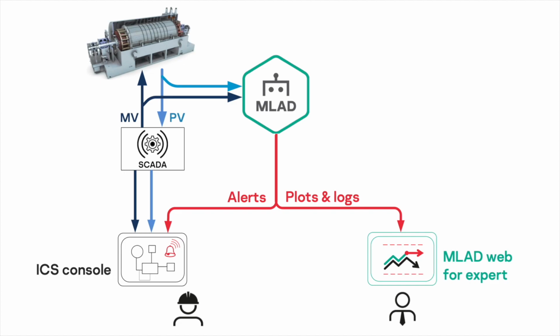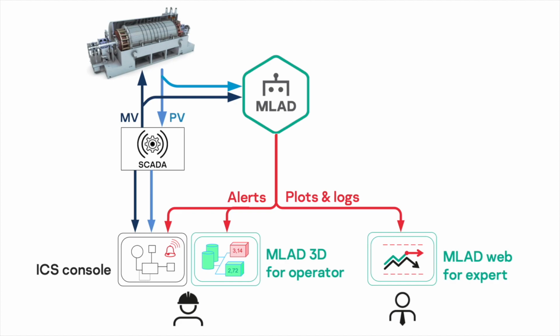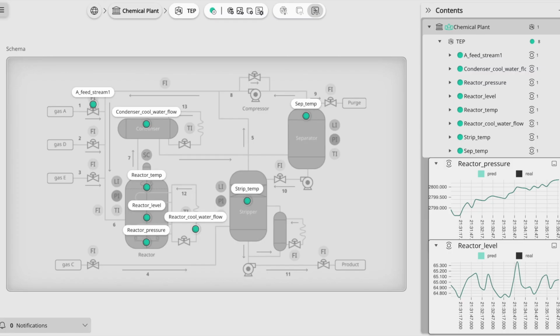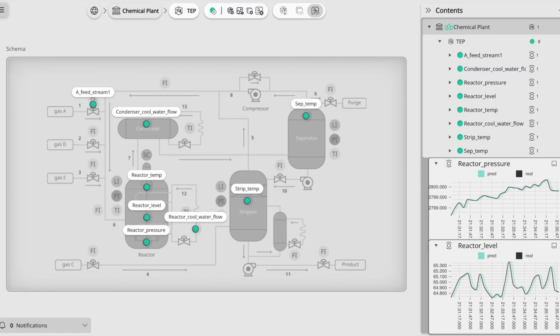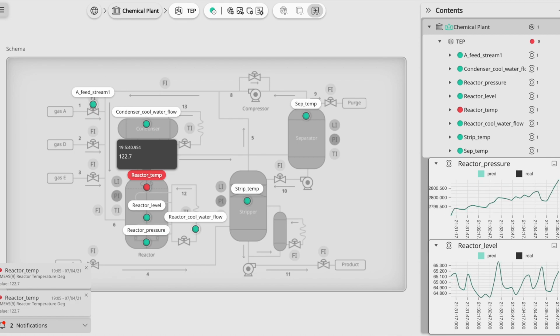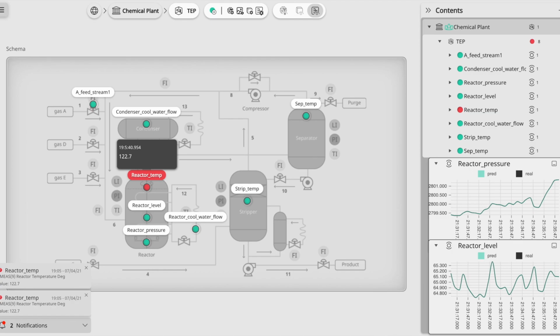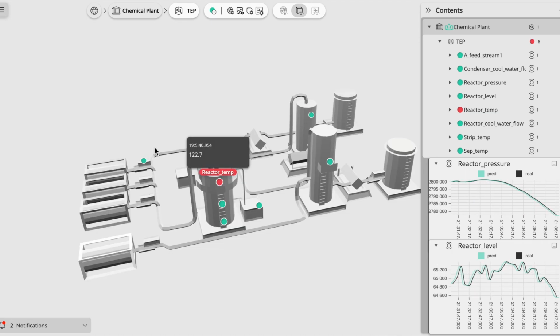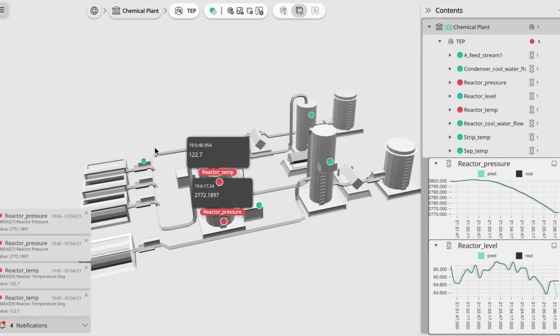Alternatively, Kaspersky MLAD provides a dashboard that locates anomalies either on a two-dimensional chart of the technological process, or on a three-dimensional spatial model of the facility. When the plant operator sees a red signal on the MLAD dashboard, they respond to the situation while it is still in its mild phase. Kaspersky MLAD gives an early warning of equipment failure, human error or hacker attack.